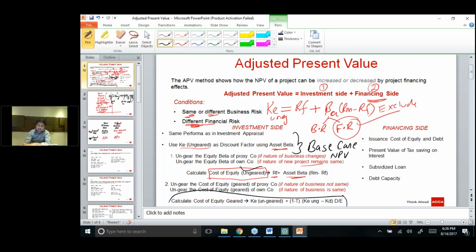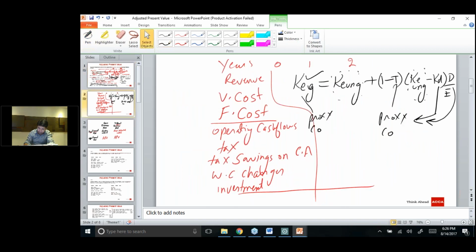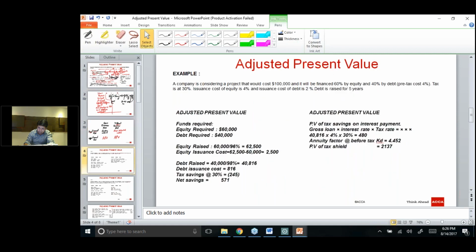So what about the financing side? We are going to cover all the financing effects in the financing side. The first one is issuance cost, then present value of tax saving on interest, subsidized loan, and debt capacity. So let's have a look at the financing side. We are going to learn all the elements of the financing side with the help of examples.